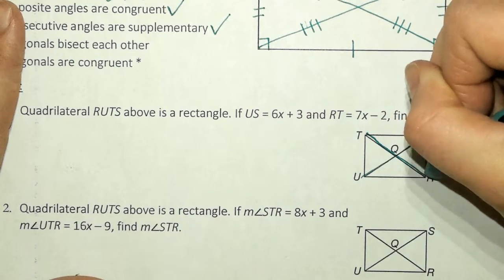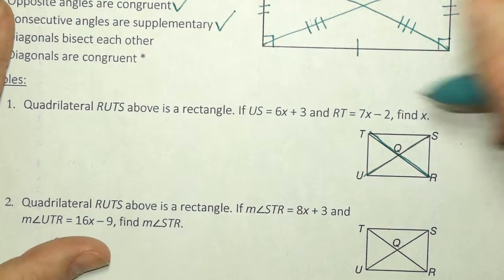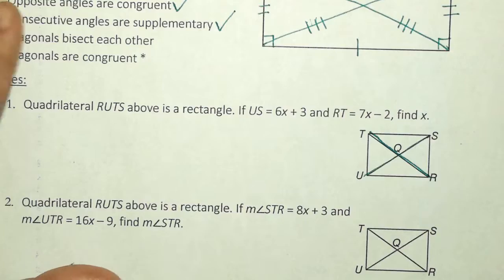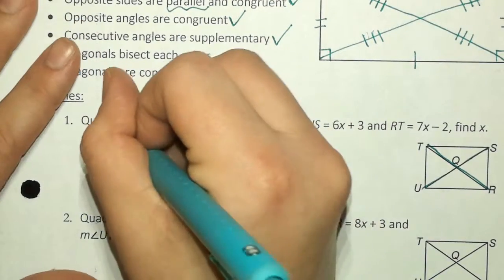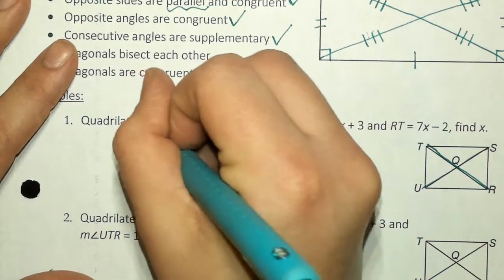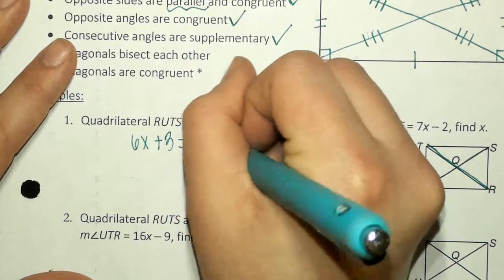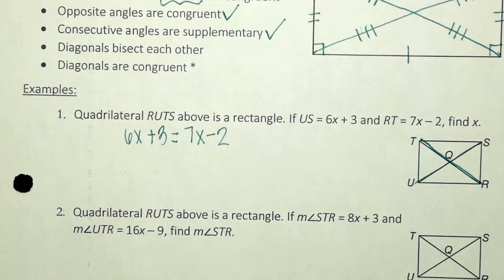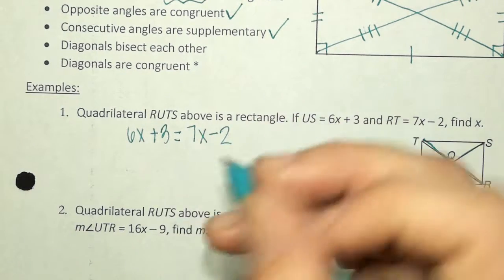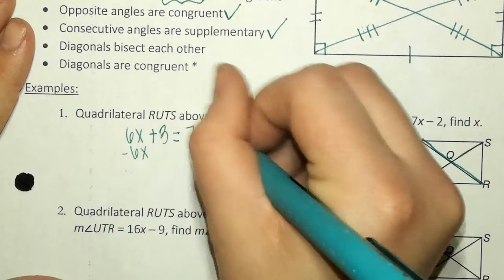They equal each other. Yeah. So what would I do to these two? Set them equal, and solve for x. Good job. So you do 6x plus 3 equals 7x minus 2. X equals 1. So would you subtract 6x?